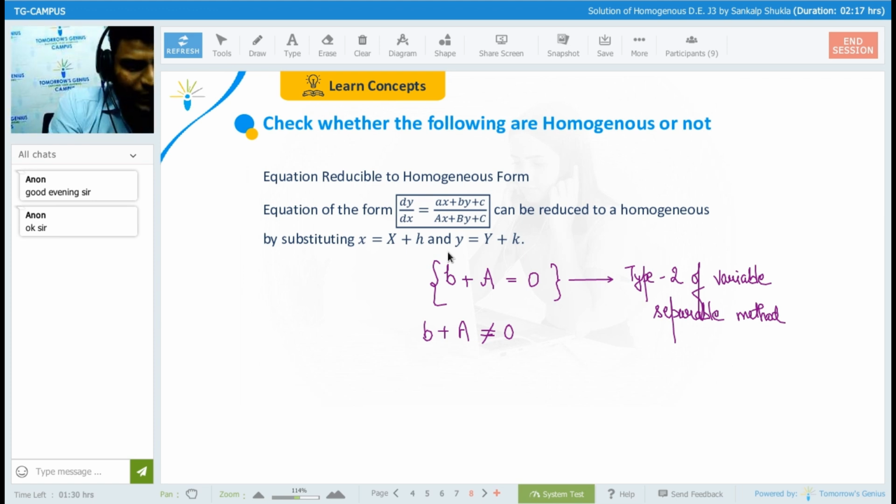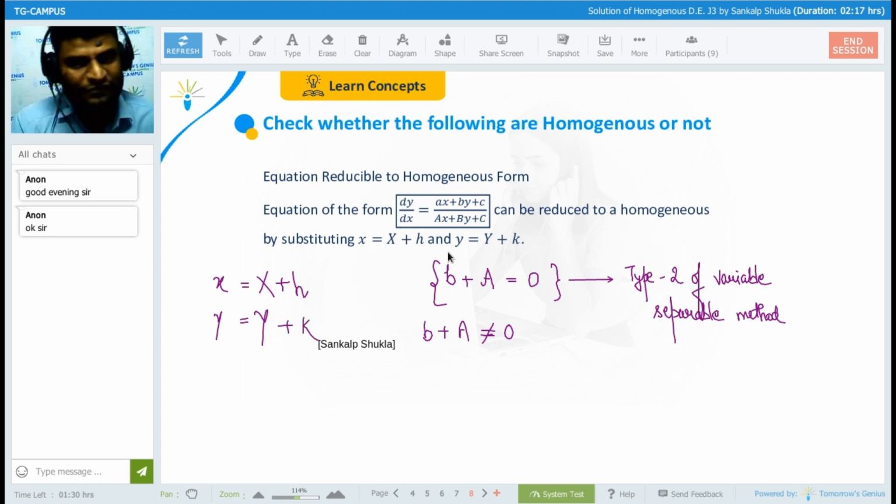So you have to substitute your small x as capital X plus h, and you have to substitute small y as capital Y plus k. Please note that this X is again a variable and this Y is again a variable, where h and k are constants. Okay, please note this thing.